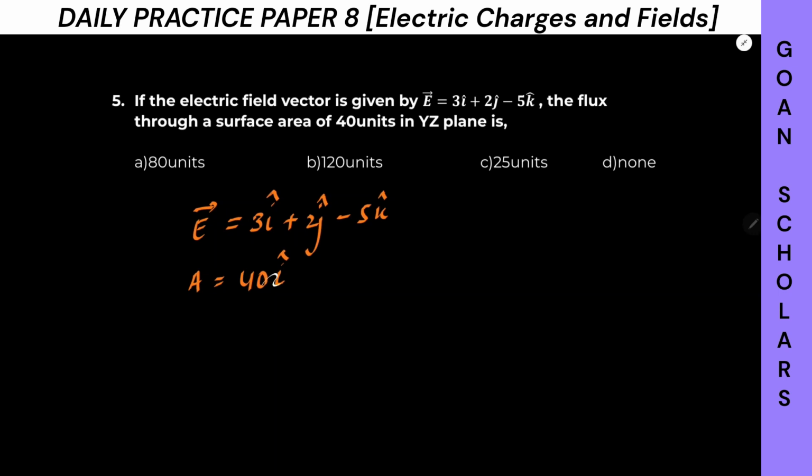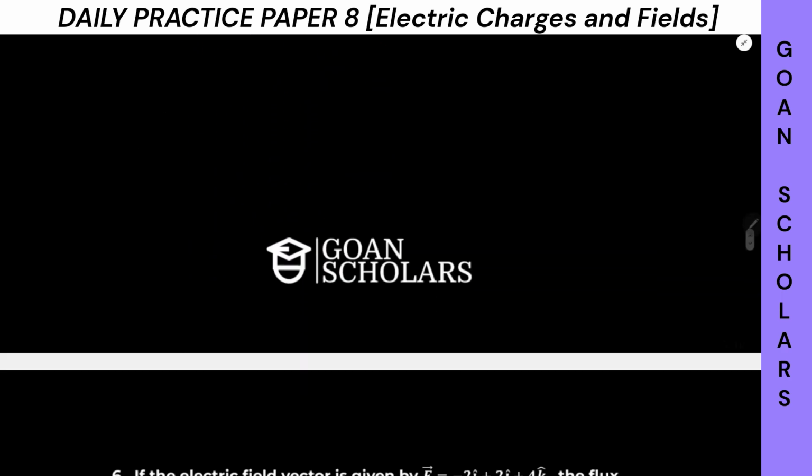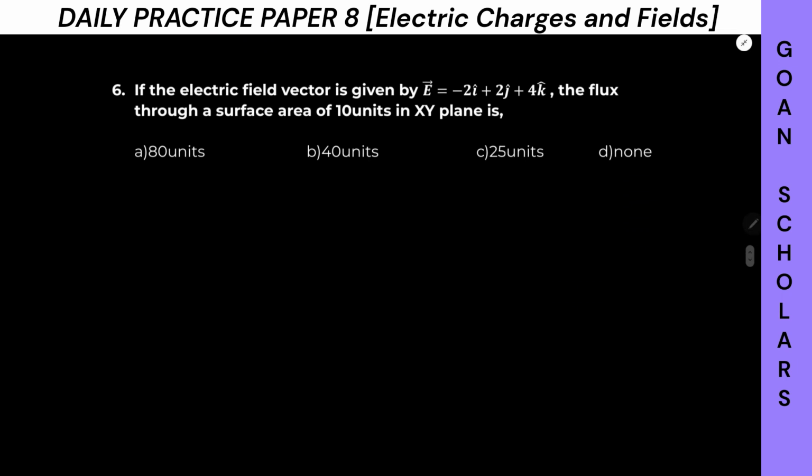So here 40 i cap, and now if I find the dot product of both, this i cap will be multiplied only with i cap, if you know the basic dot product. So 40 threes are 120 units. So that is our option B. Let's move to question number 6.